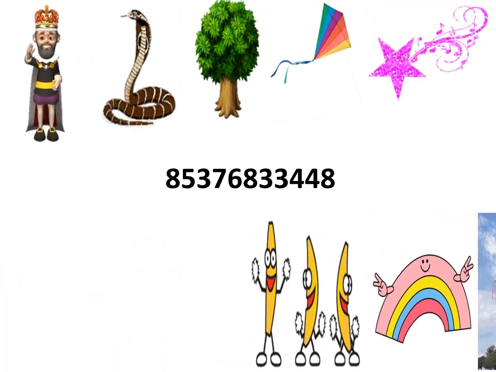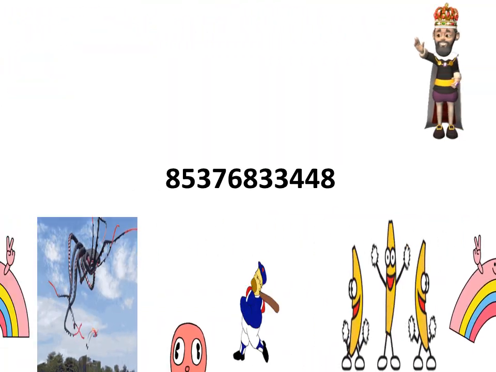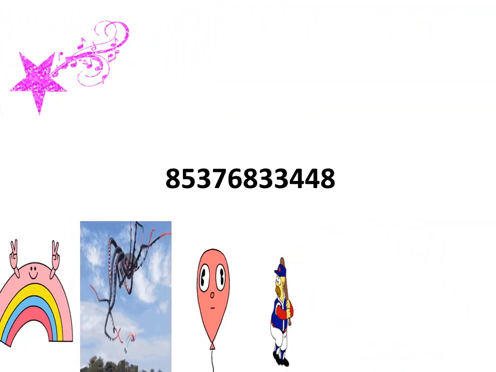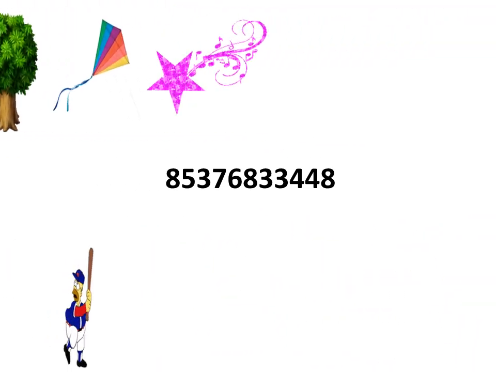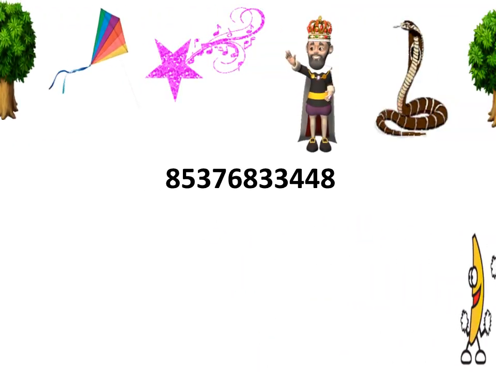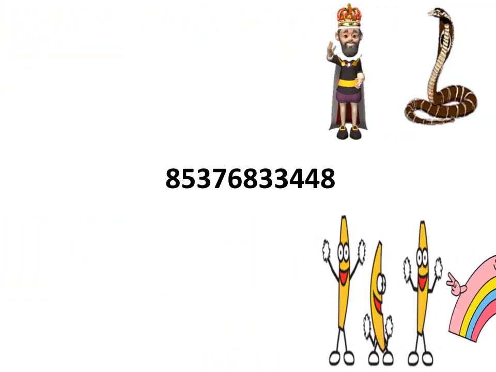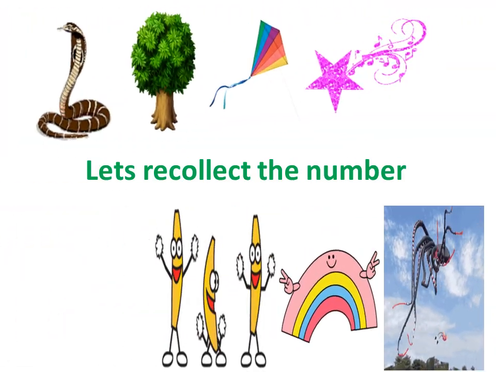The story goes like this. An octopus ate a star behind a tree, but a rainbow saw this and called his friend Banana. But octopus was least bothered and ate 2 trees. Seeing this, 2 kites came down and took octopus along with them. So, let's recall the number.